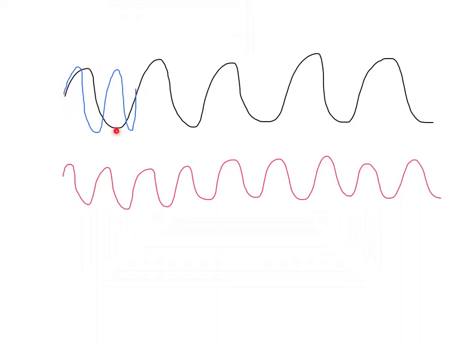Therefore, this wave here has twice the frequency of this one. If I kept doing this for the rest of the wave, then I would get a wave that's exactly twice the frequency of this one. So this wave is exactly 1 octave higher than this sound wave.